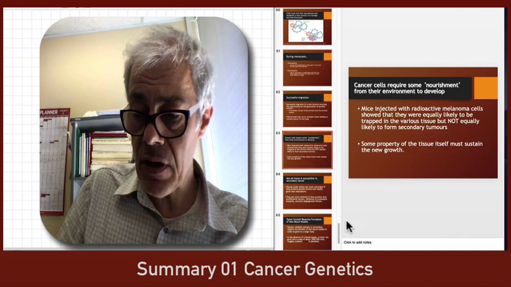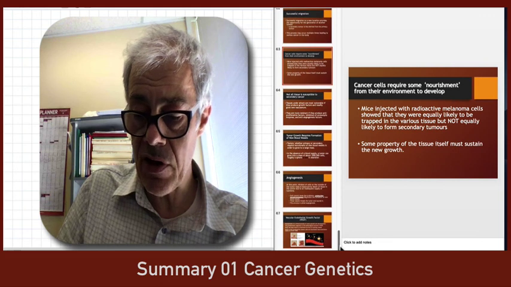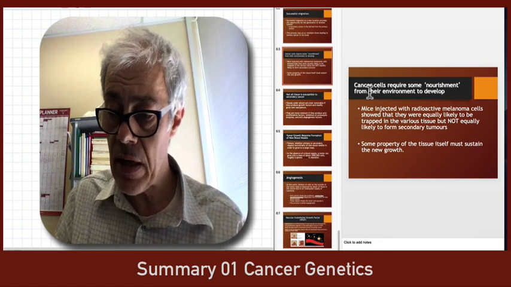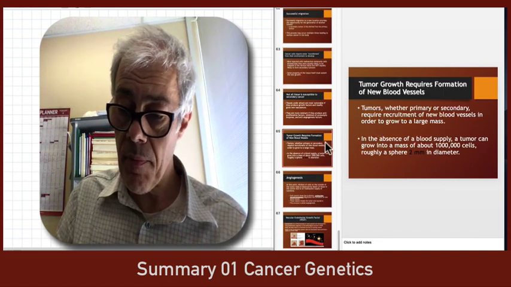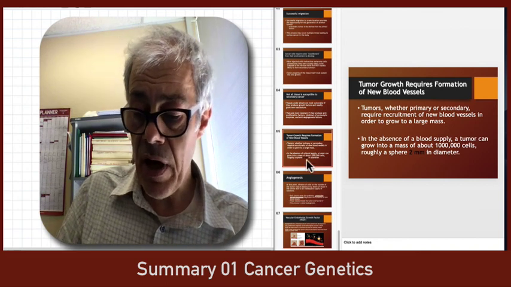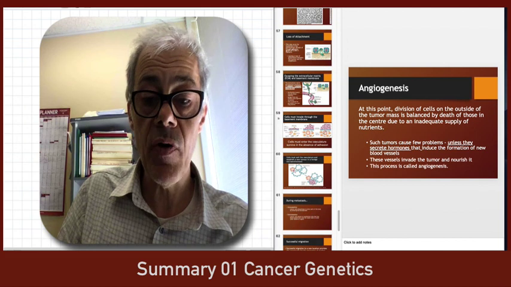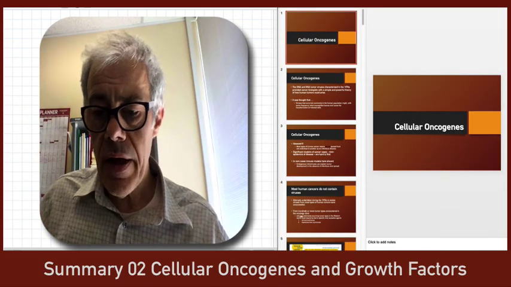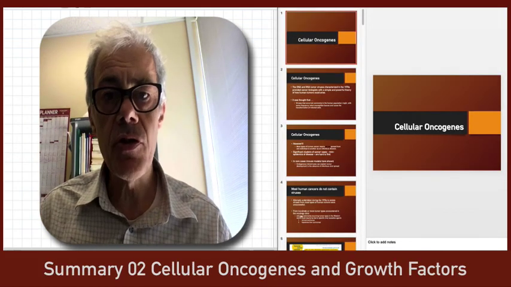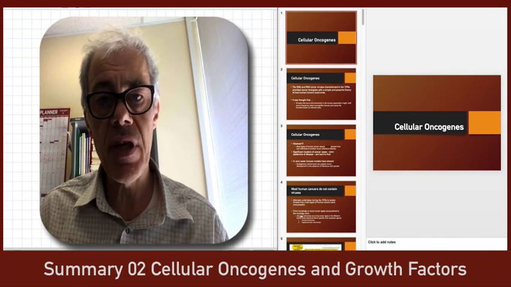So just have a look at some of those slides and some of those concepts. All right, so angiogenesis and metastasis are kind of related. Okay, so we then went on to lecture 2, where we talked predominantly about cellular oncogenes.